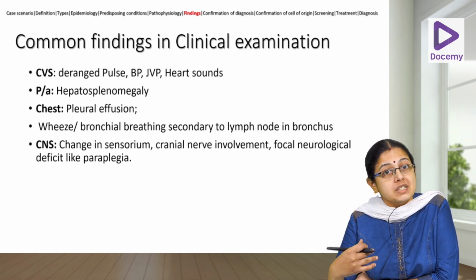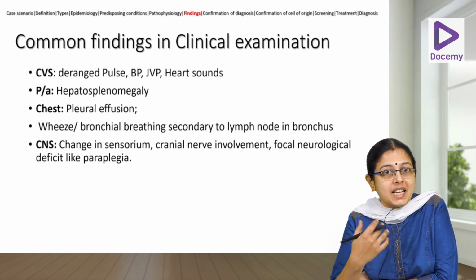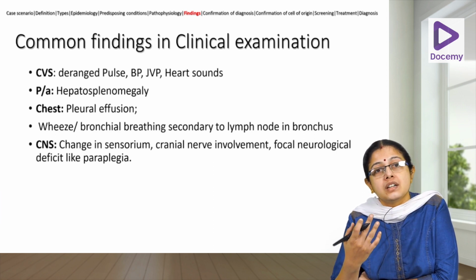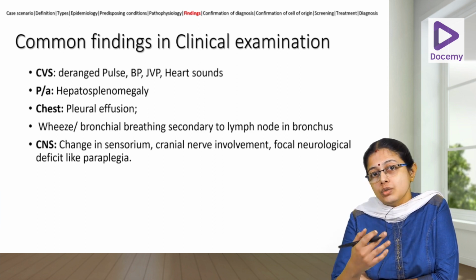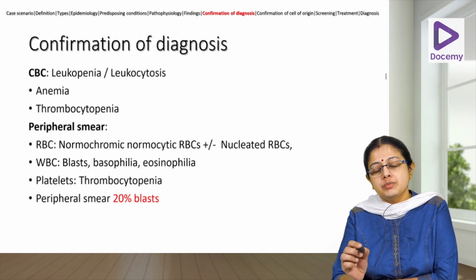Focal neurological deficits like paraplegia could also be a presentation of leukemia. So that was what I was trying to tell you at the beginning, that the presentation of leukemia could be so vague, so weird, that unless you look for it, you may not be able to find it. So how would you confirm the diagnosis?